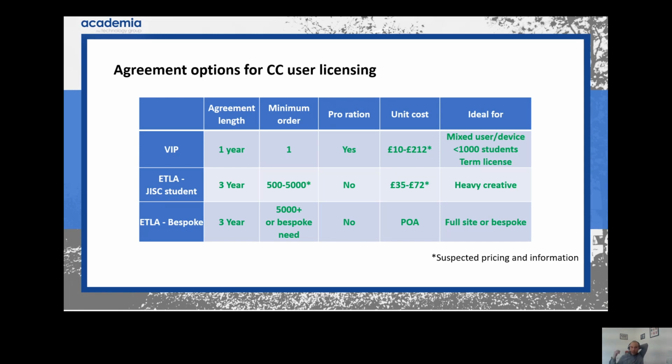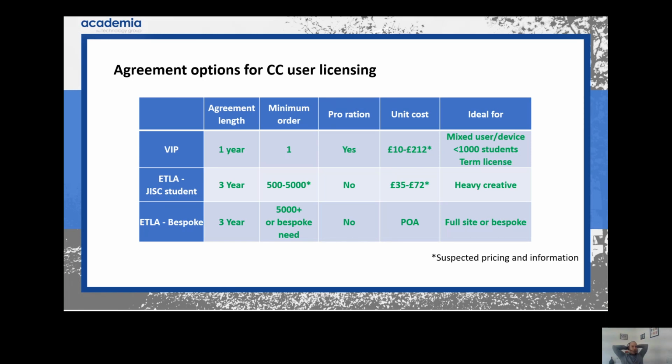So starting at the top, you have a VIP agreement, which is a 1-year commitment that prorates. The minimum order quantity is only one, so it has a very low entry point. And this is really ideal for those that require a hybrid model, maybe a mixture of user versus devices. However, you get to a point where the unit cost may not be the most cost effective model for you. So we tend to say, if you're looking at this from a student license perspective, VIP can be ideal if you're looking at 1,000 and below students.